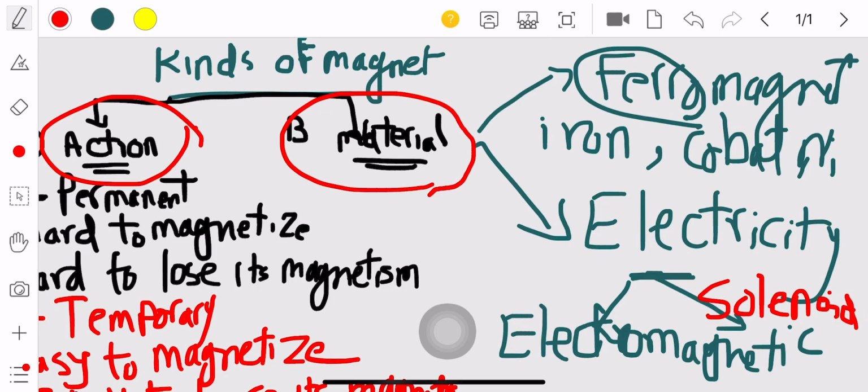According to the material, we have ferromagnet, made up of iron, cobalt, nickel, the metals that we know, and they can be made up of electricity. Electricity, they can be electromagnet, or they can be solenoid. Do you understand, girls? So what did we take today? We took the properties of a magnet and the kinds of magnet. Coming period, we will take the magnetic field, the magnetic domain and the earth's magnetic field. Thank you.